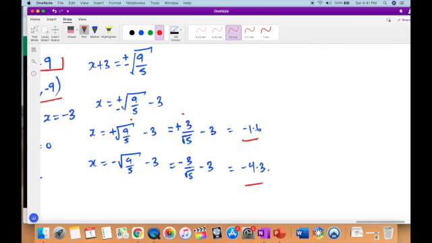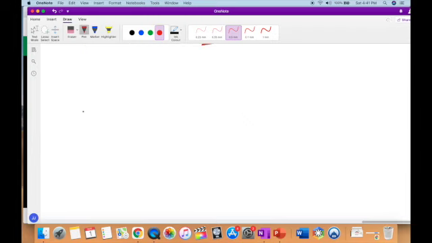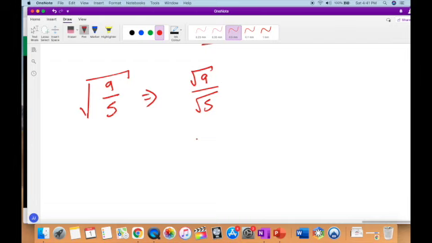Yeah. Right. So remember, that's a good question, and we actually did that already in the laws of indices. If I have the square root of 9 over 5, that is the same as saying the square root of 9 over the square root of 5. Now why is that the same? Well, remember what the square root of 9 over 5 actually is. It's actually 9 over 5 to the power of a half.